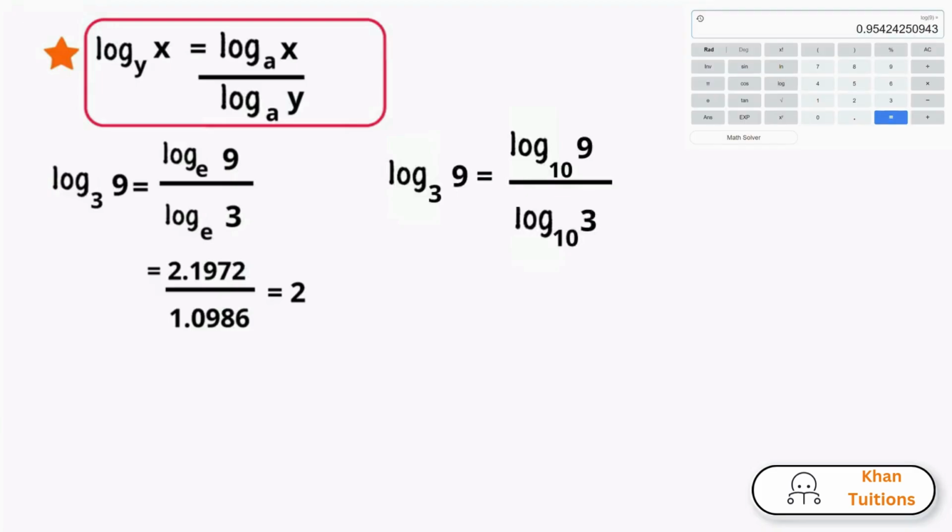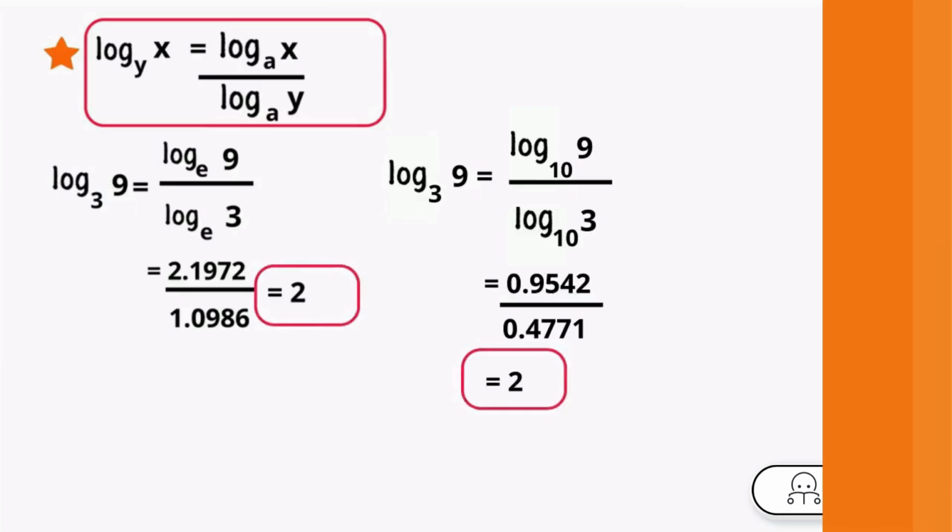Log of 9 is approximately 0.9542 and log of 3 is approximately 0.4771. Now 0.9542 divided by 0.4771 gives us 2. It is the same and has to be the same.